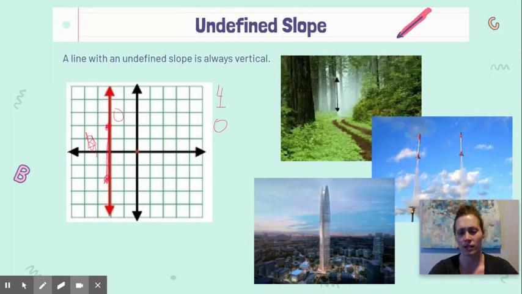And you might be thinking, well, isn't 4 over 0, 0? And actually, no, it's not. 0 divided by anything is 0. So when 0 is in our numerator, like it was for the horizontal line, then it is 0. But can we divide by 0? And the answer here is no. We cannot divide by 0.